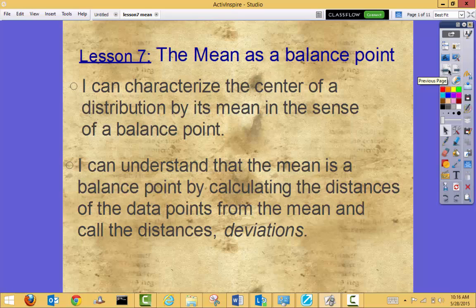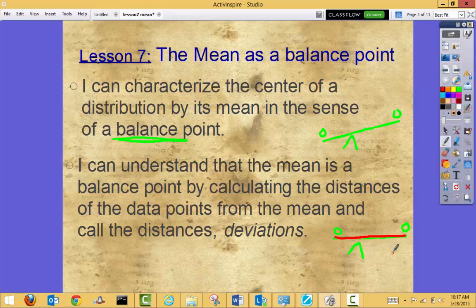So today we're learning about the mean again, and today we're going to learn about the mean as a balance point. Our I can statement is: I can characterize the center of a distribution by its mean in the sense of a balance point. So what does this balance mean? Well, think of when you have a seesaw. For it to be balanced, there needs to be equal weight on this side and equal weight on this side, and then it's going to form that straight line that we talked about in class yesterday. When something is balanced, it's going to be a straight line.